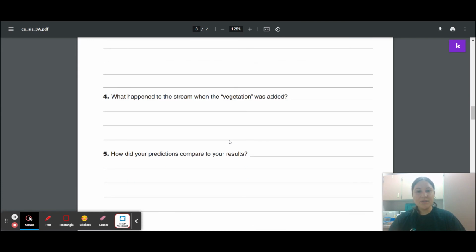Number 4, what happened to the stream table with the vegetation added? How did your predictions compare to your results? Was your prediction correct? Was it incorrect? What would you do differently next time?